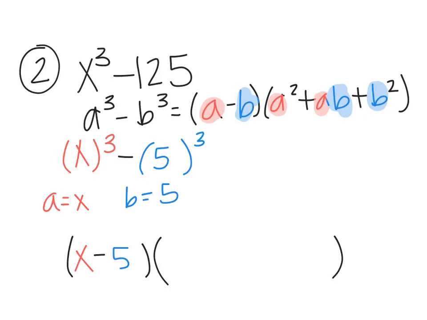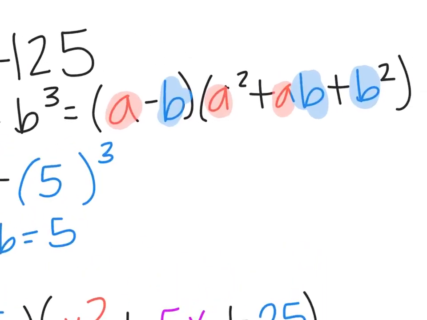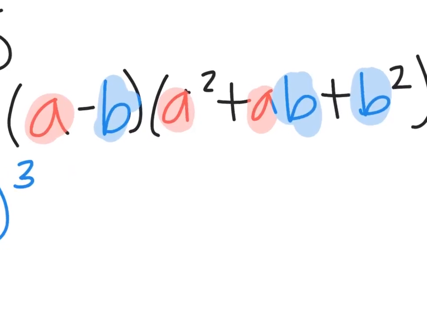And then I have a squared. Well, that's x squared plus a times b would be 5x. Plus b squared, and 5 squared would be 25. So some of you are like, okay, I'm still just not quite sure where some of the things are coming from. So I'm actually going to go over here and physically write in and substitute in these numbers for a and b to help us out here.